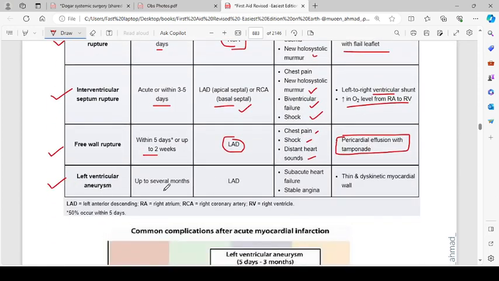Then we have left ventricular aneurysm. It happens after several months, and again the left anterior descending artery is the culprit, and subacute heart failure and stable angina will be the symptoms, and a thin and dyskinetic myocardial wall will be evident.